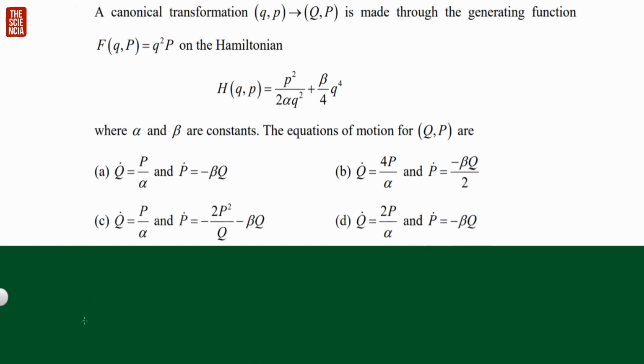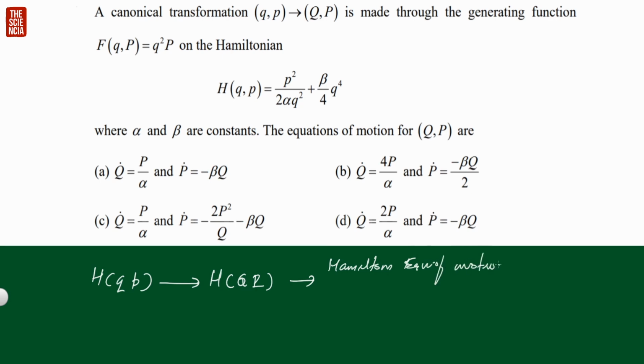This one is another NET problem, and here the Hamiltonian is given. That is, the given Hamiltonian is in the old coordinate system, that is qp. So first we have to find out this Hamiltonian in terms of capital Q and capital P. Then we have to use Hamilton's equations of motion, that is q dot equal to dou h by dou p, and p dot is equal to minus dou h by dou q. So we get the answer. So this is the procedure.